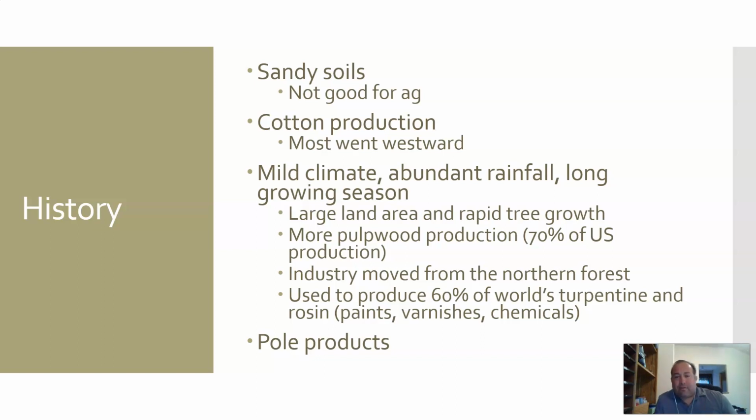That industry moved down from the northern forests when they realized that they could be quite successful in the south because of the longer growing season. And then it used to also produce about 60% of the world's turpentine and rosins. Those are chemicals used in paints and varnishes and all sorts of other chemicals.